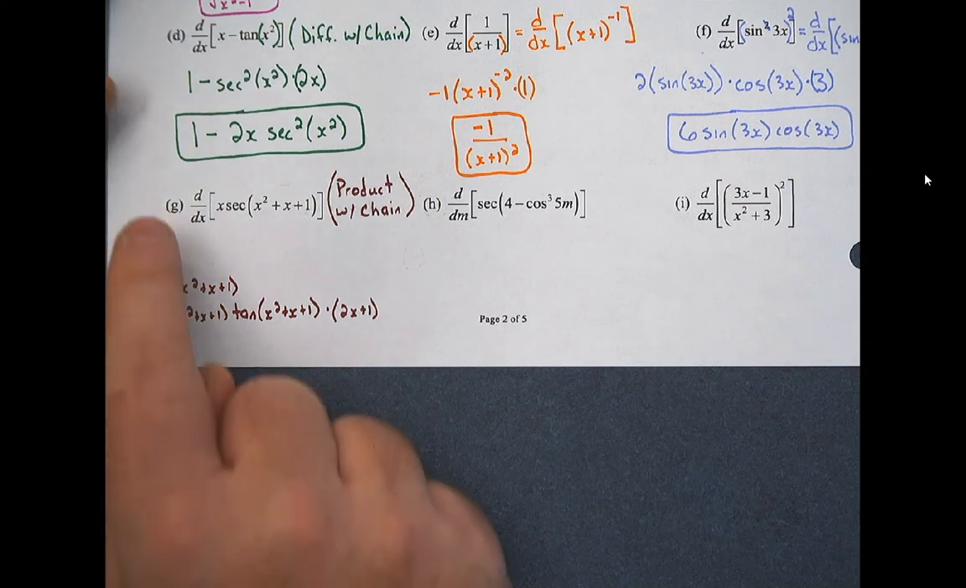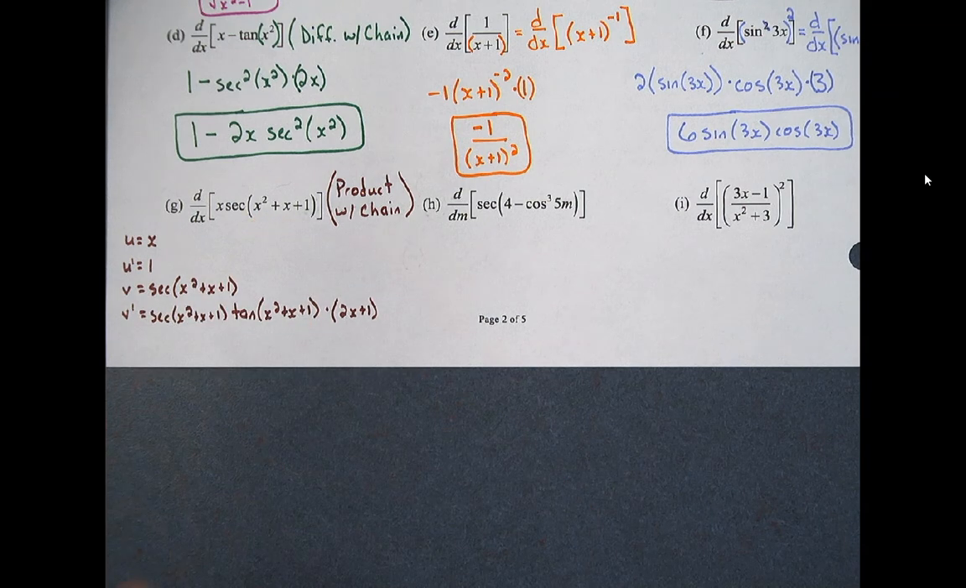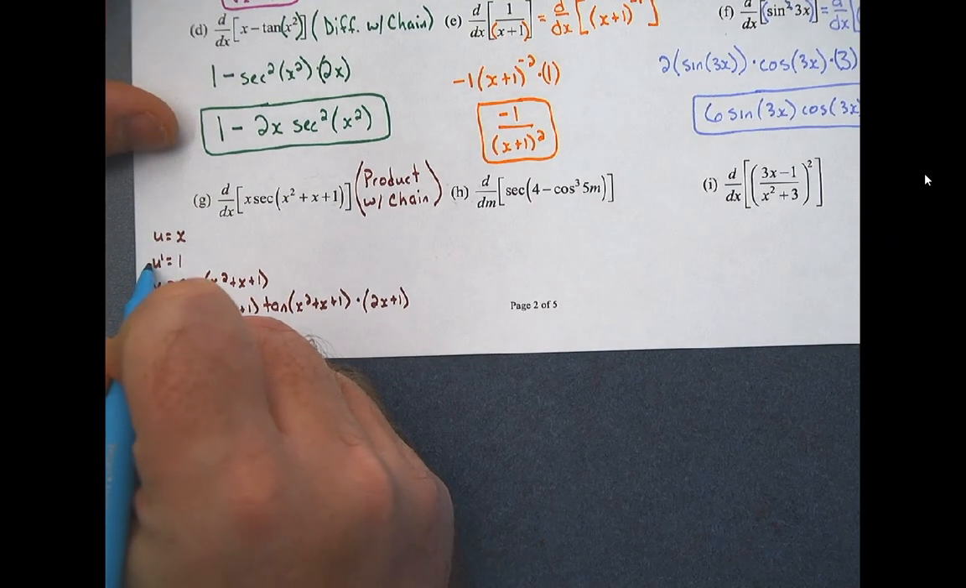Okay, so now we've done the U's and V's on this. Now we need to actually go back and apply the product rule. So what would be a good color with this? Maybe a blue. All right. So it's U prime V.